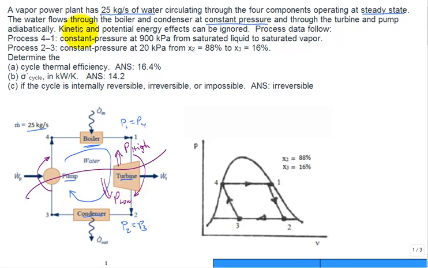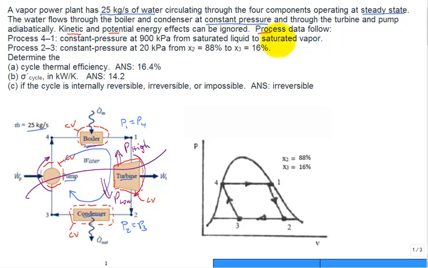Okay, kinetic and potential energy effects can be ignored. So when we write a first law for the boiler, control volume around the boiler, or a first law around the turbine, or a first law conservation of energy for a control volume around the condenser, likewise for the pump, we don't have to have those kinetic and potential energy terms with the mass flow rate. We just have to have the enthalpy with the mass flow rate. Let's continue to look at the problem.